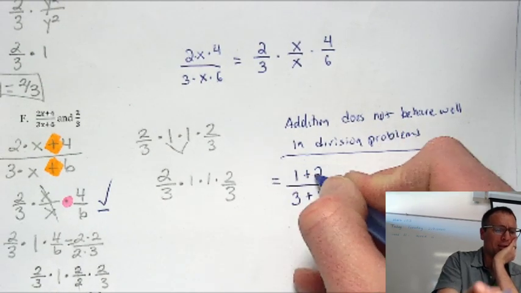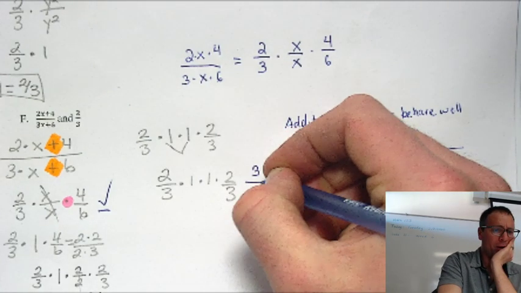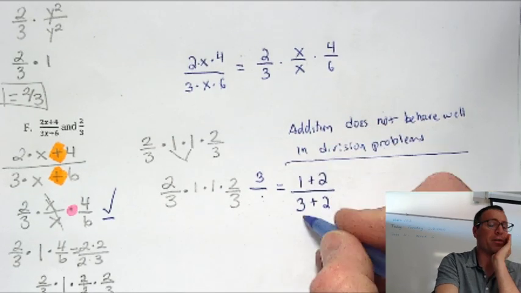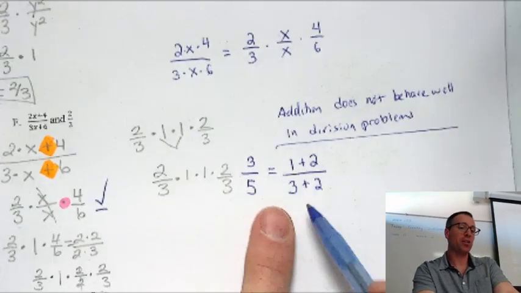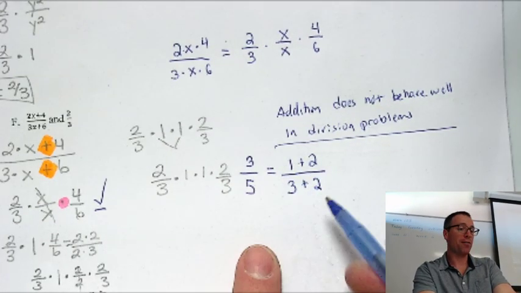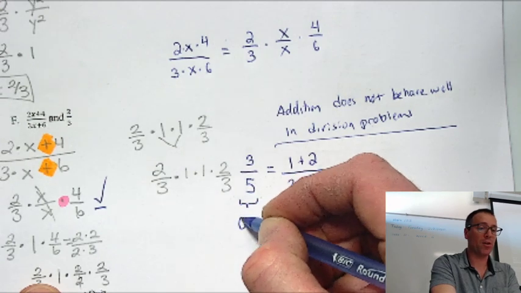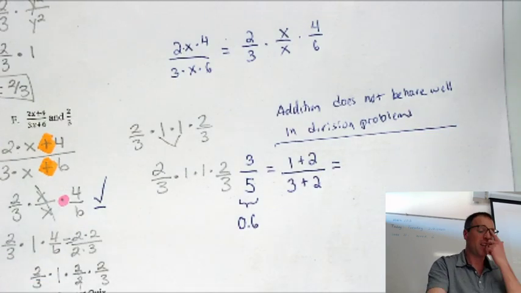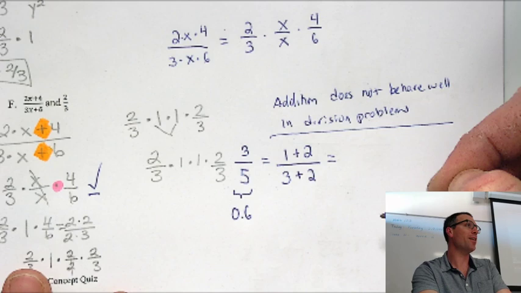What is 1 plus 2? 3. And what is 3 plus 2? 3 plus 2 is 5. So this fraction is actually 3 over 5. Another way to say 3 over 5 in decimal format is 0.6. But let's pretend for a moment that I could actually do what I've seen a lot of students do, which is just cancel these, right?